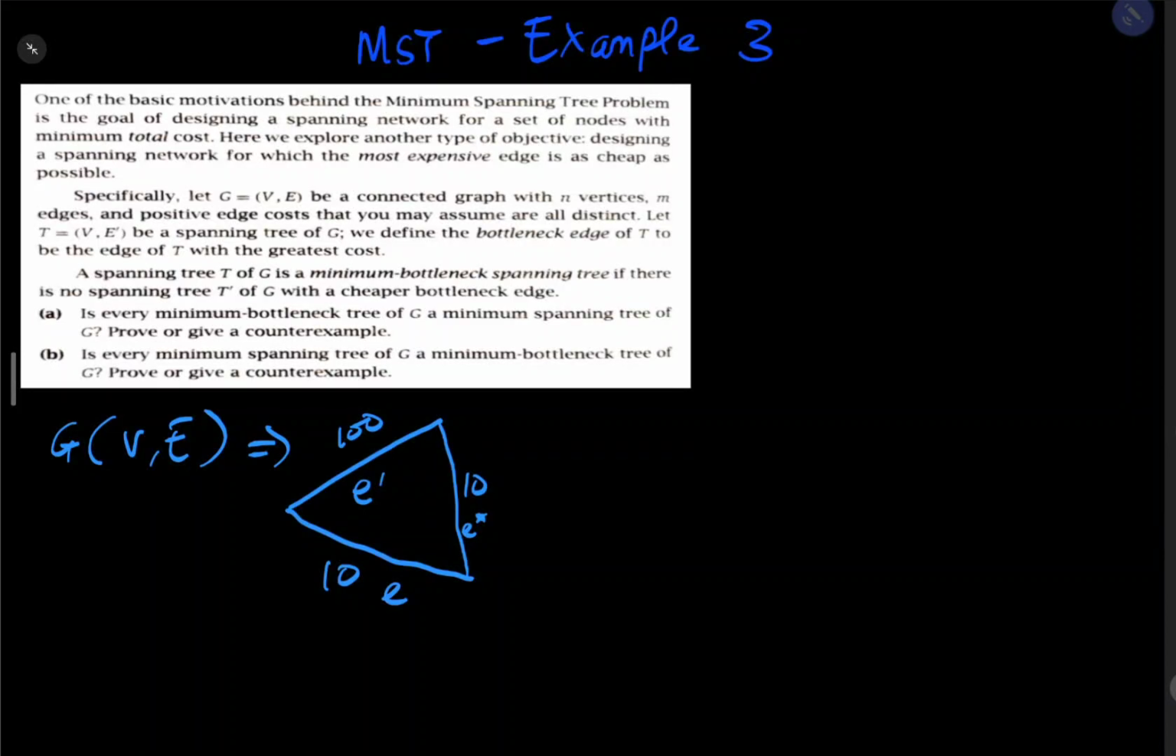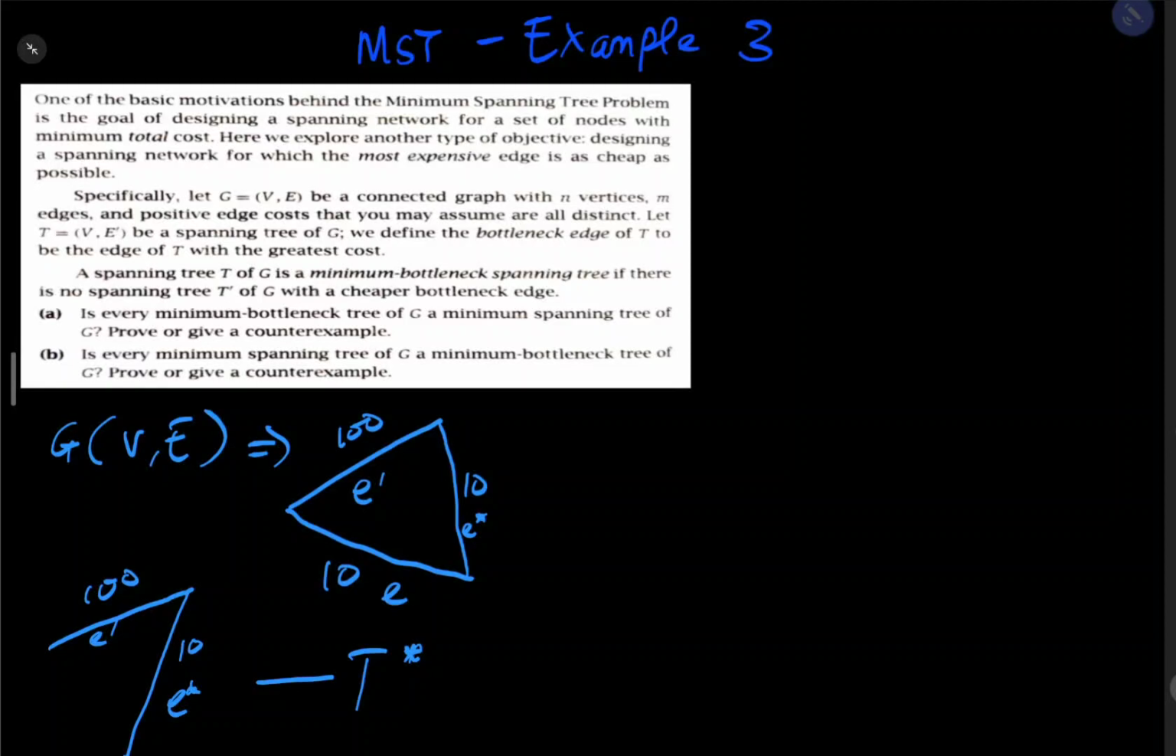Let's find different spanning trees from this graph. Let's take our first spanning tree with 100. That's E prime and E star, 110. So we're going to call this spanning tree T prime. And it is a minimum bottleneck tree because there is no other edge in this tree whose cost is cheaper than the most expensive edge, right?